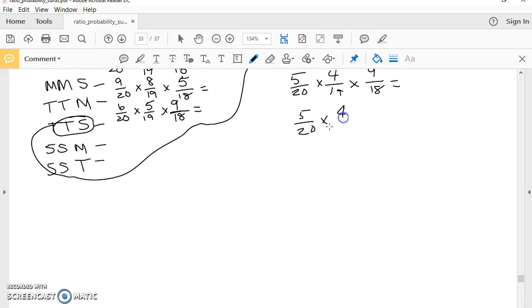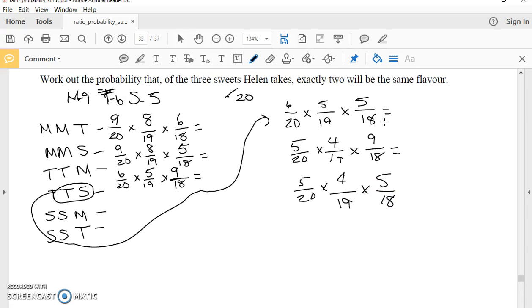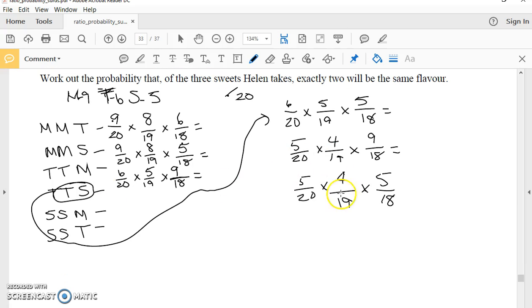4 out of 19 times 5 out of 18. Okay, so once I've done that, I'm going to plug all those numbers in. So I'm going to do 9 times 8 times 6 gives me 432 out of 20 times 19 times 18 gives me 6,840.